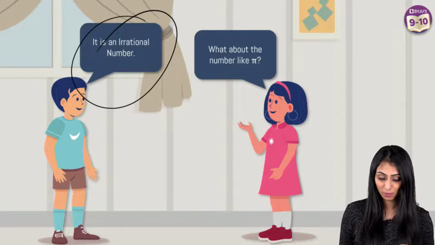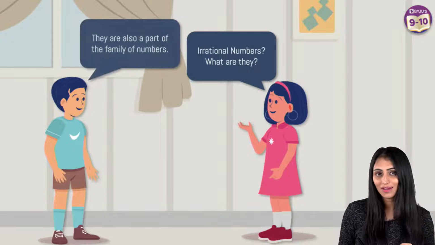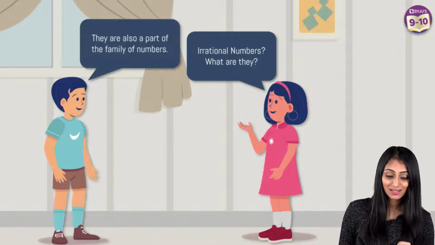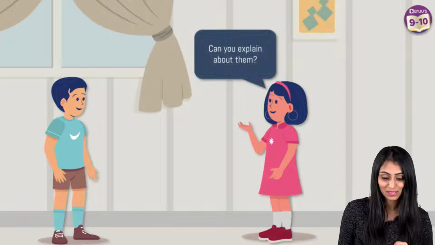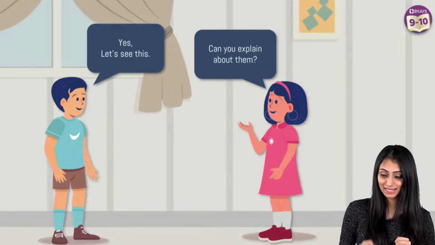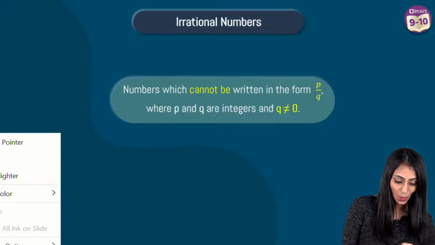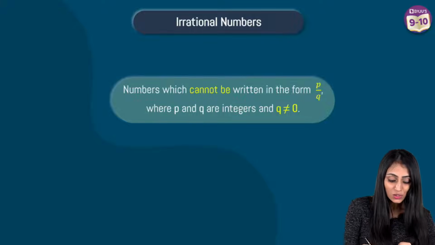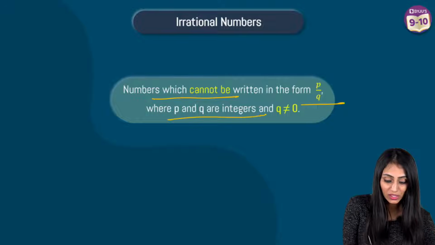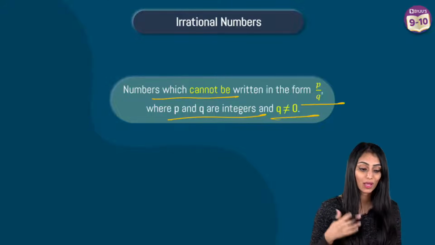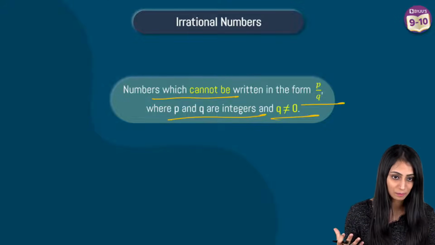The boy says it's an irrational number. Now she doesn't know what irrational numbers are. So he says they are also a part of the family of numbers. She asks, can you explain them? He says yes. So let's understand now what irrational numbers are. Numbers which cannot be written in the p by q form, where p and q are integers and q not equal to 0, are irrational numbers.